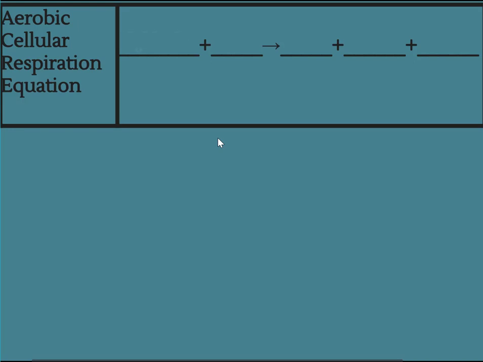So the whole equation here, we have C6H12O6, and if you remember from last chapter, that is our glucose, or our sugar. So in order for cellular respiration to occur within our cells, we need to obtain sugar. We also need to have O2, which is our oxygen source. Our body is going to take these two things, and we're going to have a chemical reaction occurring. That's what that arrow represents, a chemical reaction.